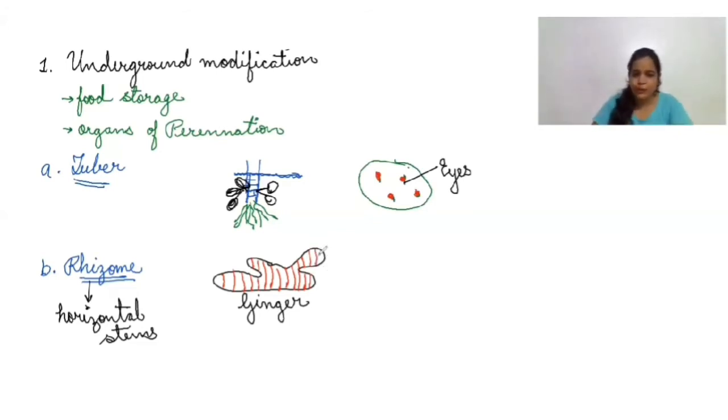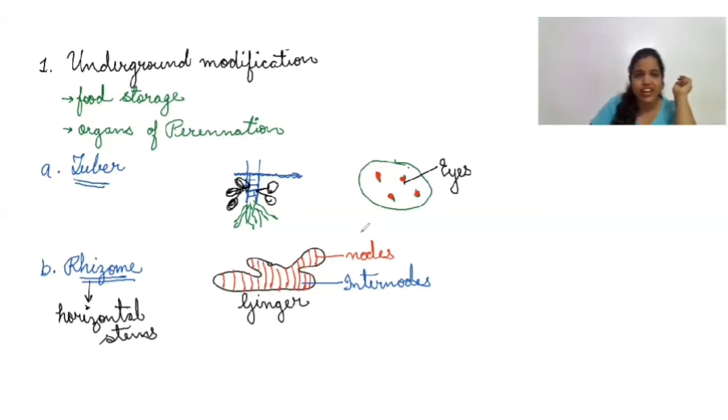So this is one ginger, and these red line structures are the nodes. The space between the two red line structures is known as what? It is known as internode. So this is internode. These are stems present within the soil. On these stems, nodes are present. These nodes will form the leaves, but these leaves are not performing photosynthesis. These leaves are scaly leaves, guys. These leaves are non-green, scaly structures.